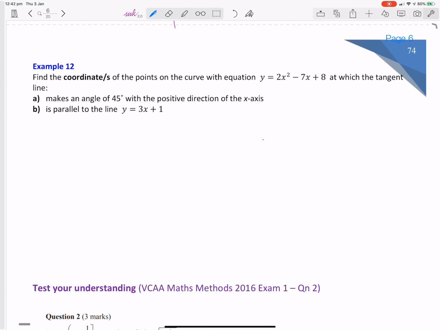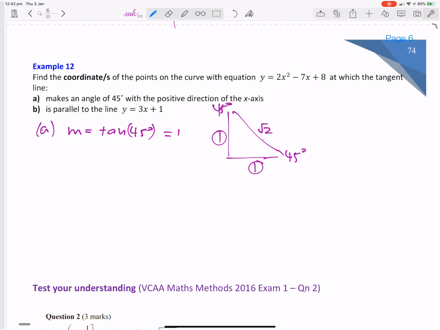we can then say m is equal to tan of 45. If you need to, use your calculator, but that's 1. You can also use special triangles if you remember them: 1, 1, root 2, with 45, 45. Tan is opposite over adjacent, so it's 1 over 1, which is 1. I want to know when the gradient is equal to 1, so dy/dx of that is 4x minus 7. That equals 1. 4x equals 8. x equals 2.